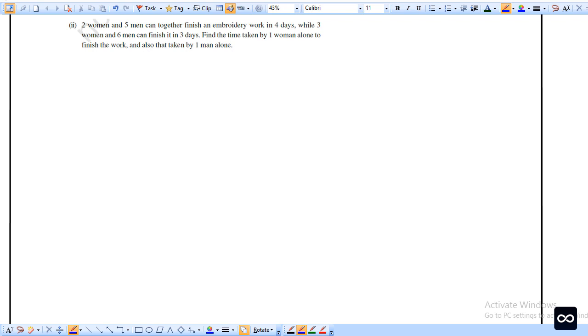Two women and five men can together finish an embroidery work in 4 days, while three women and six men can finish it in 3 days. So we have to find out the time taken by one woman to finish the work and also that time taken by one man to finish the same work alone.